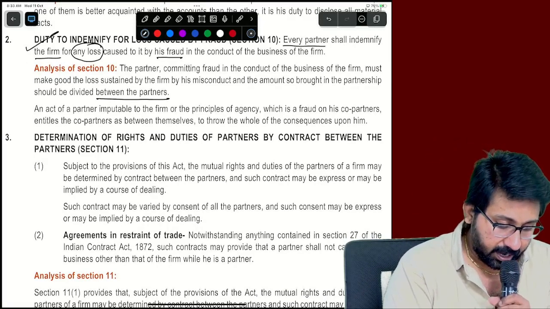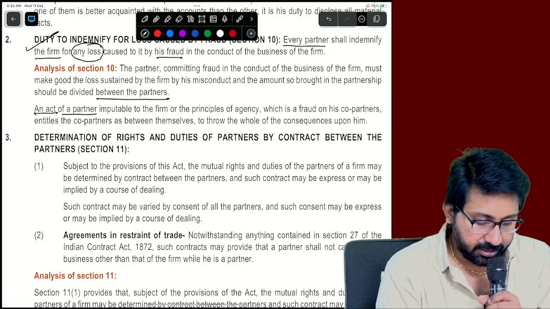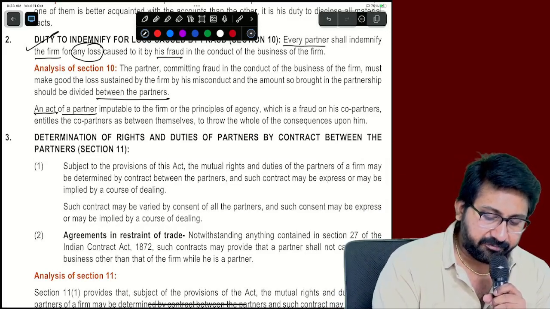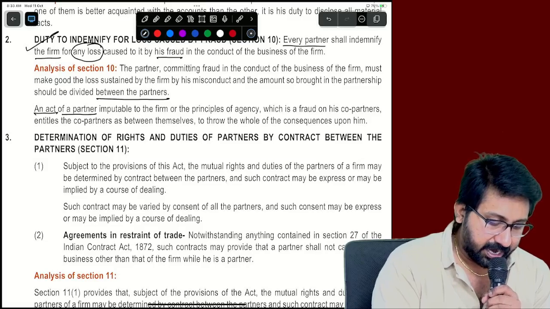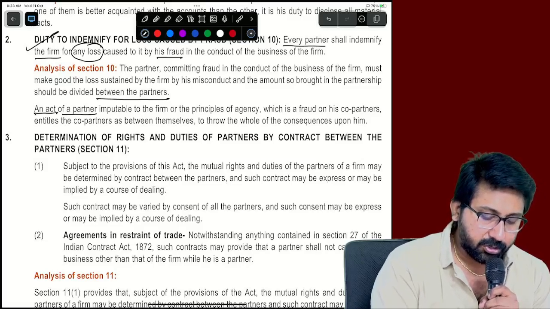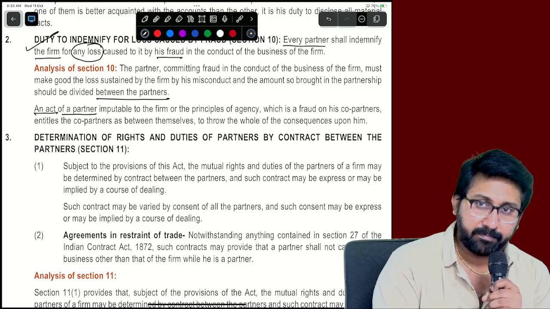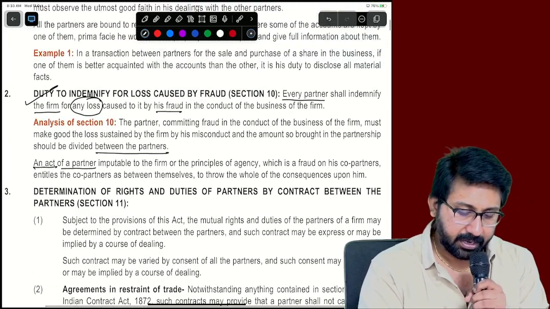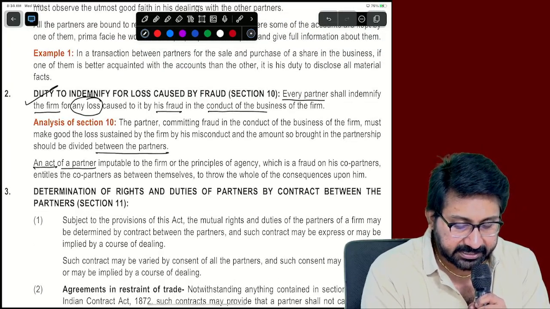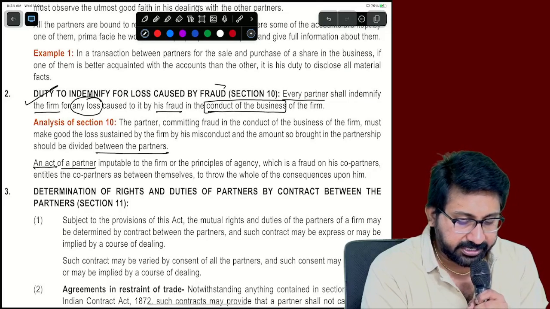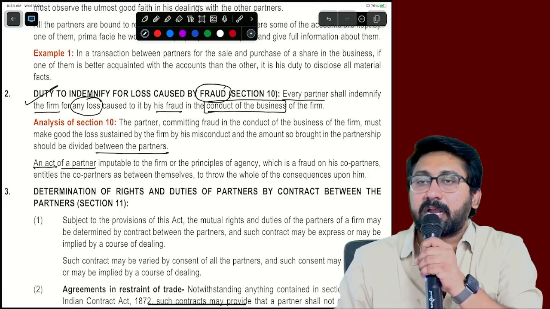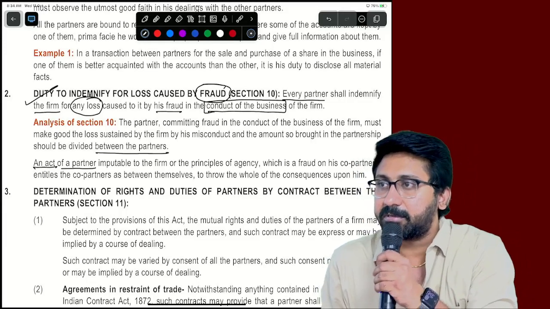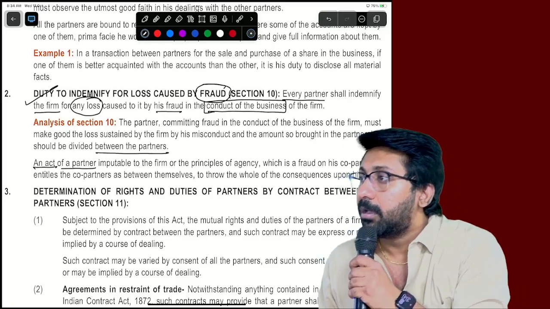Next one. An act of a partner imputable to the firm on the principles of agency, which is a fraud on his co-partners, entitles the co-partners as between themselves to throw the whole of the consequences upon him. Let me explain what it means. What is the difference between the first and second? In the first, the fraud is committed in the conduct of the business. Now, in the second, you are committing the fraud against your co-partners.